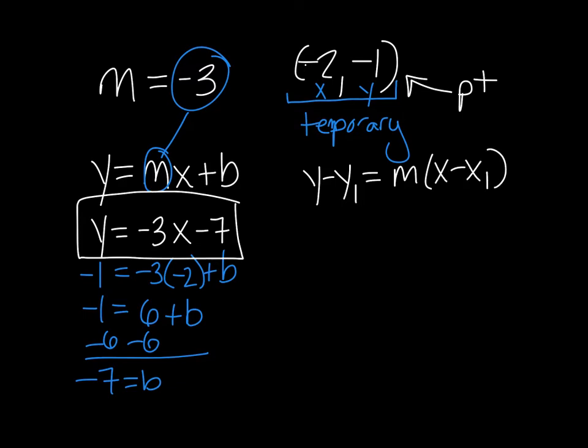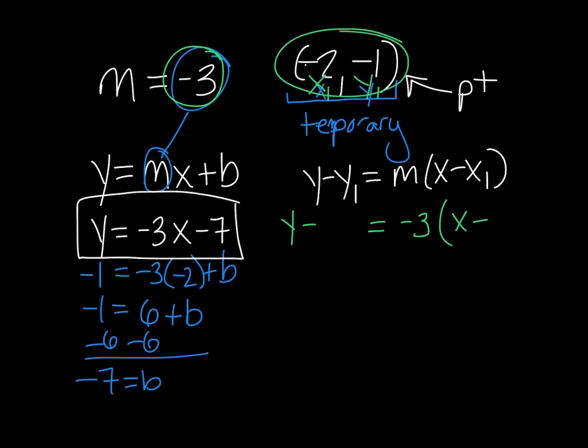So what that means is I could just plug everything in right away. Okay, I've got my slope, right? My slope is -3, so I can plug in -3. My y has to stay, my x has to stay, and now I've got this point here. Remember, this will be x1, this will be y1. So y1 is -1, so I plug in a -1 there.